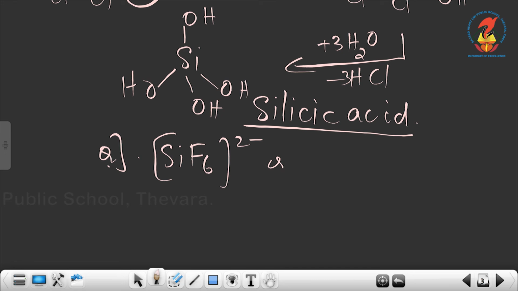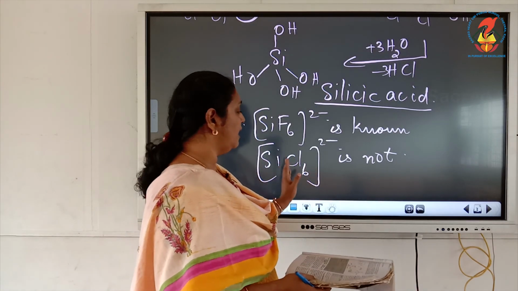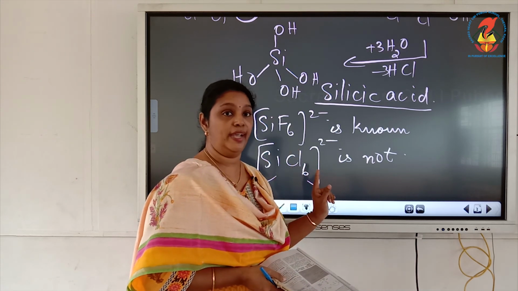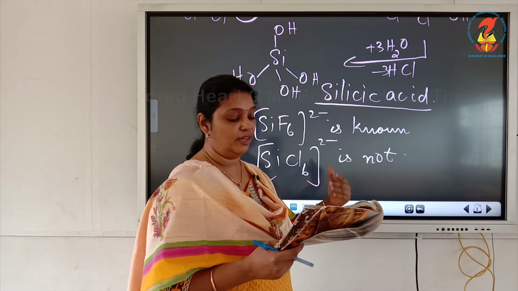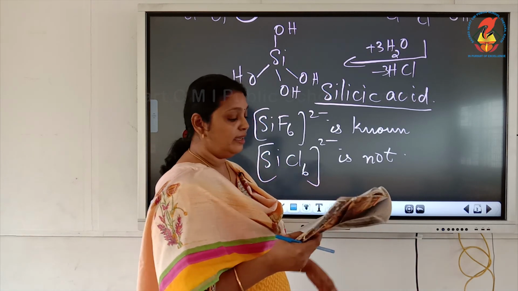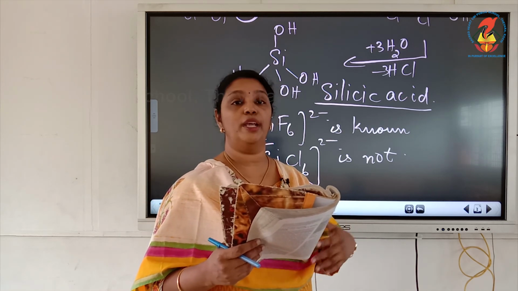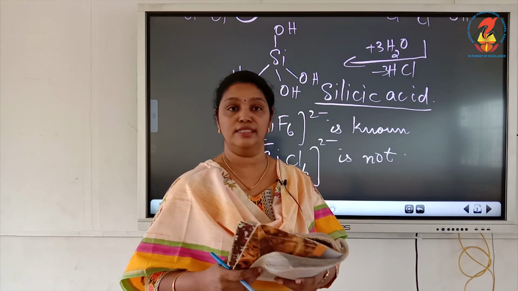Now, the next question is, SiF6 2- is known, whereas SiCl6 2- is not. Now, the answer is fluorine and chlorine, both are hexahalides, 6 fluorine and 6 chlorine, but fluorine is small in size. So, 6 large chloride ions cannot be accommodated around Si4+ due to the small size. Also, interaction between the lone pair of chloride ion and Si4+ is not very strong. So, this is the answer for this.